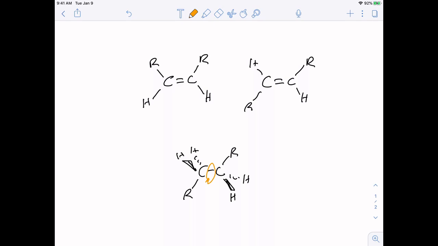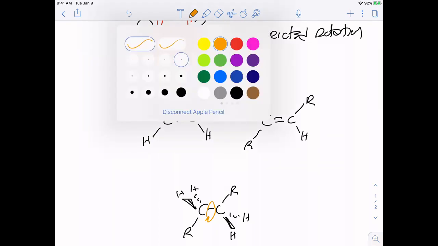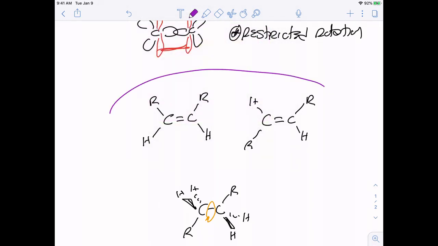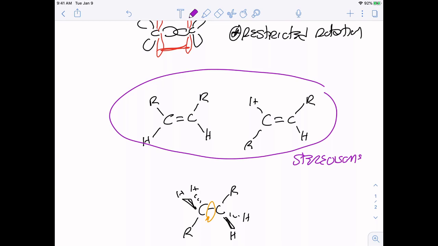I don't have that when I have pi bonds, so that makes these guys actually different, right? These would be stereoisomers. Remember, stereoisomers are isomers that differ only by their orientation in 3-dimensional space. So I have the cis one on the left and the trans one on the right, so cis-trans stereoisomers.